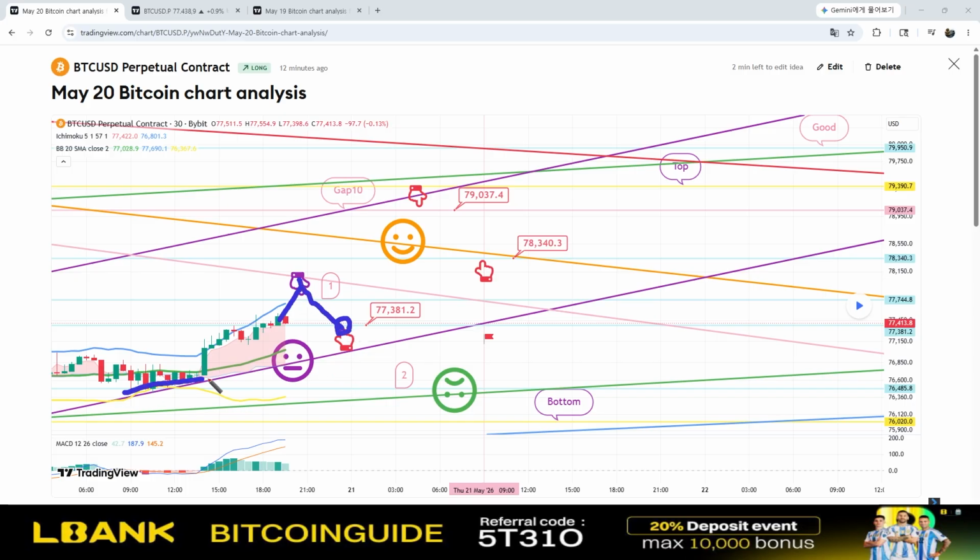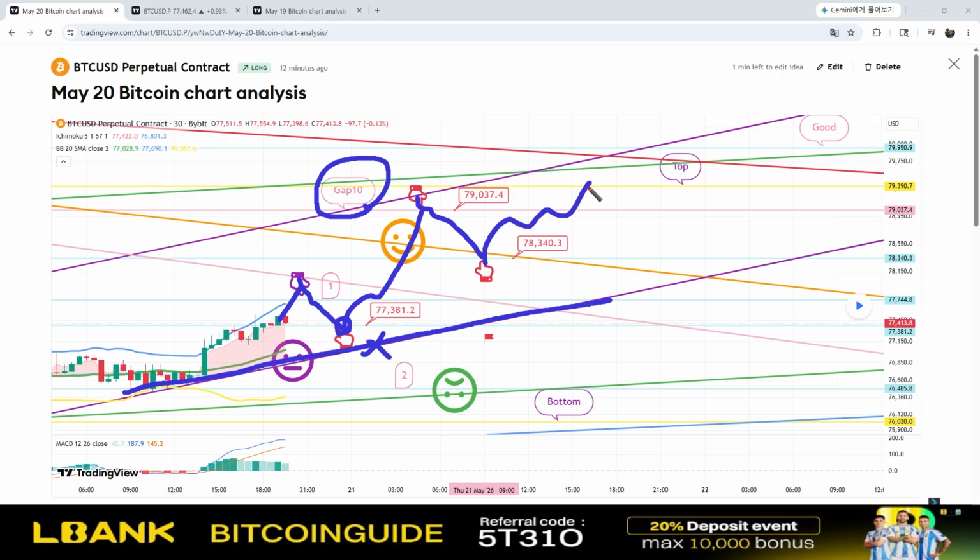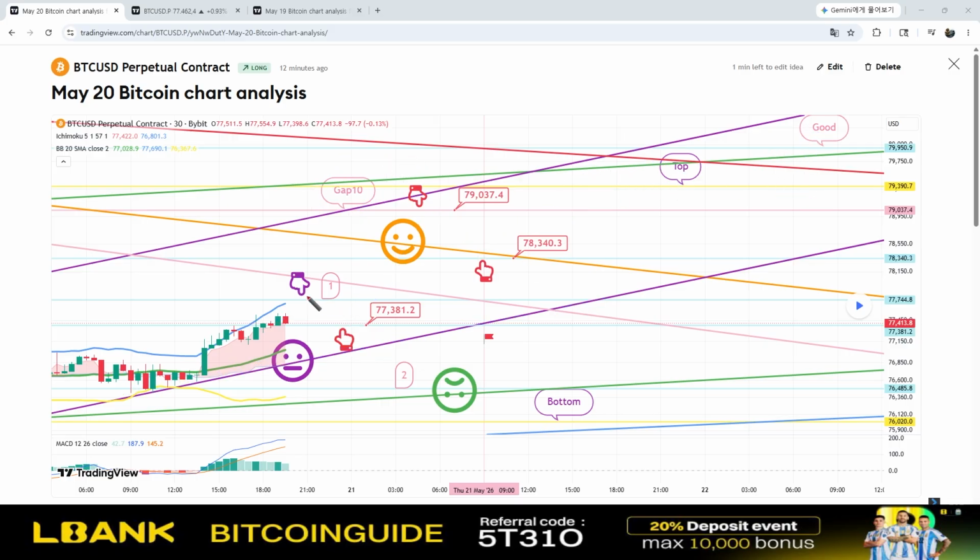The stop loss is if it breaks below the purple support line, and it's the upper gap 10 zone. The first target for the 79K long position. If the strategy succeeds, the re-entry zone for the long position is 78.3K with final targets at 79.3, 79.6, and 79.9.